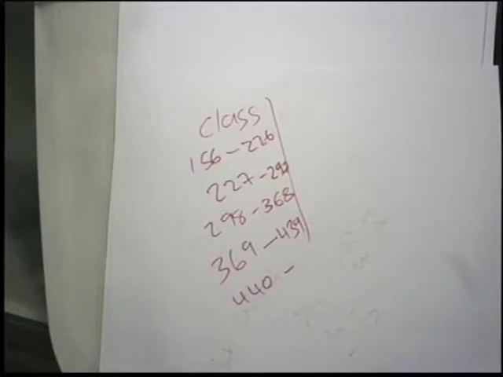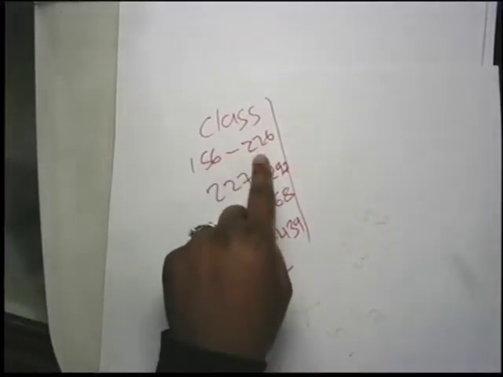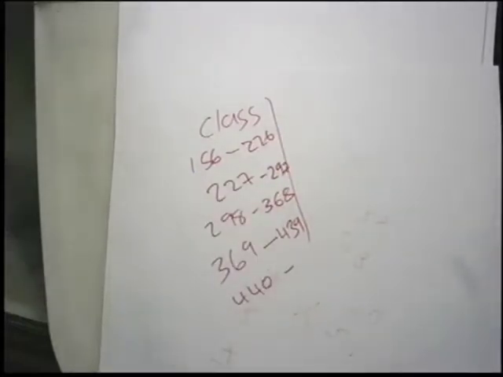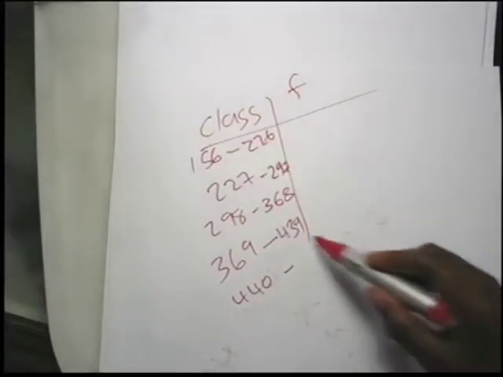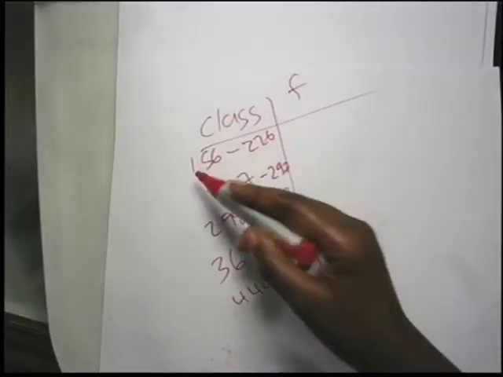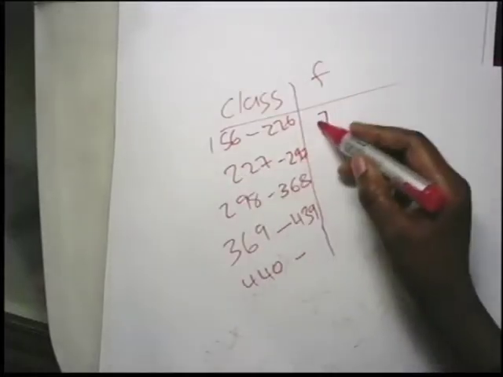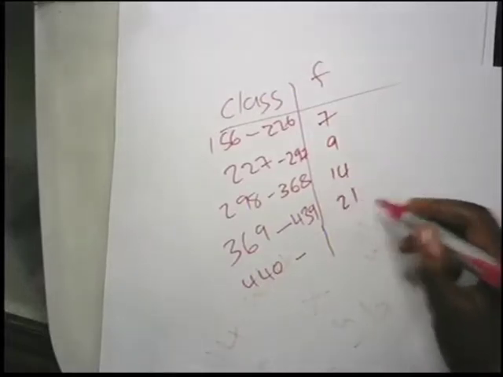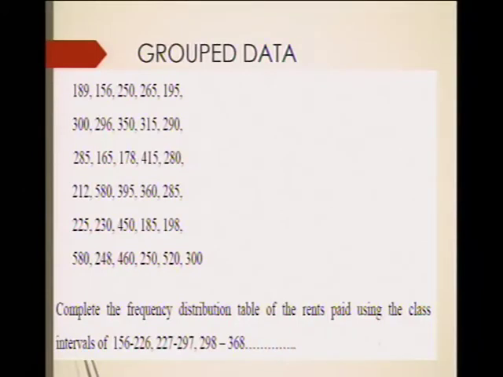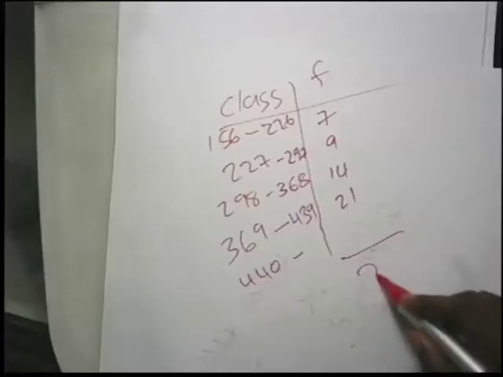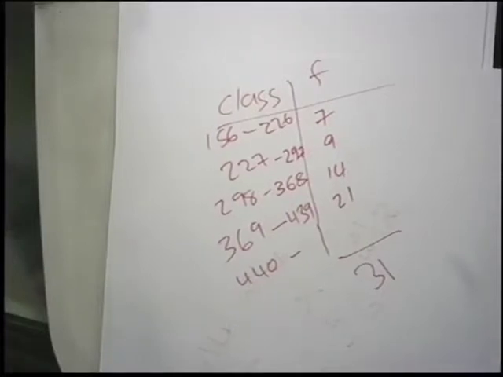Then at the end of the day, you have to count how many of the data elements or scores fall into the first category, into the second category. You have to deal with them one by one. Okay? At the end of the day, you have to make sure the total number of what is given to you is the total number that you get as your frequency. For example, the numbers between 156 and 226, maybe they are 7. The next one, maybe 9. The others are maybe 14, and maybe 21. If you count the numbers on the screen, they are 31. So the total there should also be 31 because we have dealt with each and every one of them individually.